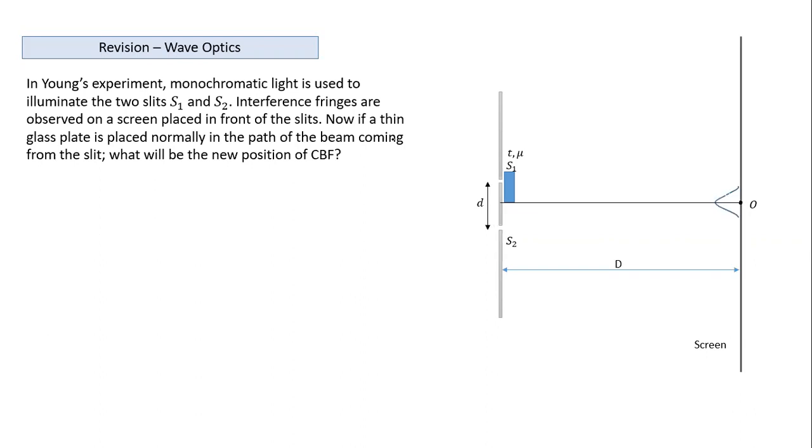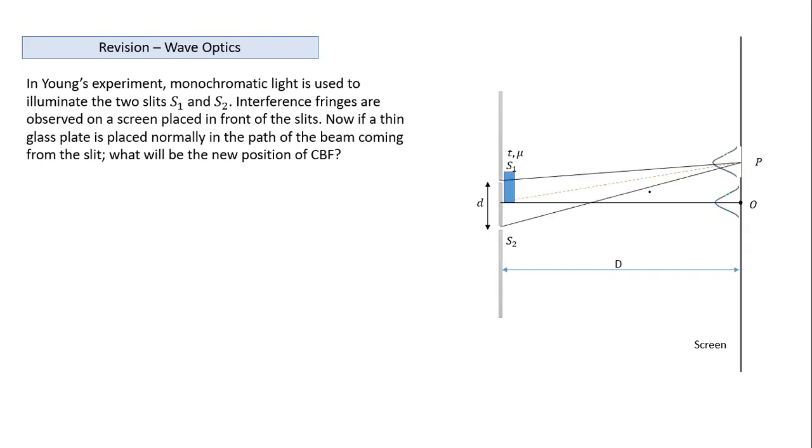So what do we need to find? We need to find the new position of the central bright fringe. Even before we do so, among the two paths here, which path will be longer? The S1 path will be longer. So this path has become longer, and it has to shift to shorten the path coming from S1. It will get shortened only if the central bright fringe shifts in the upward direction. The shift will always be on the side where the glass sheet is placed.